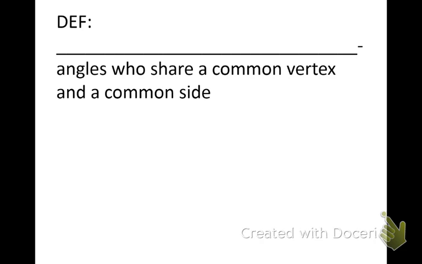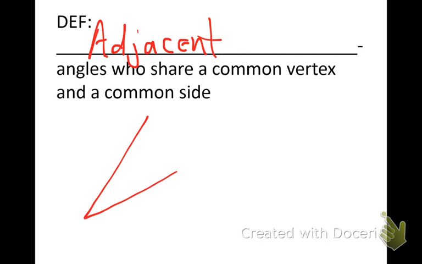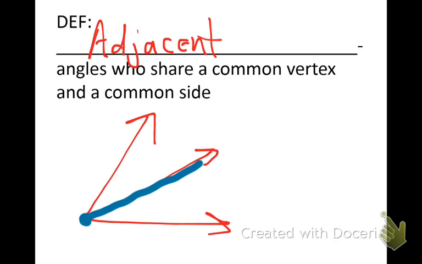Adjacent. I just mentioned that word. Adjacent means two angles that share a common vertex and a common side. A picture of that is these two angles. They share this vertex and they share this side. So they're adjacent.